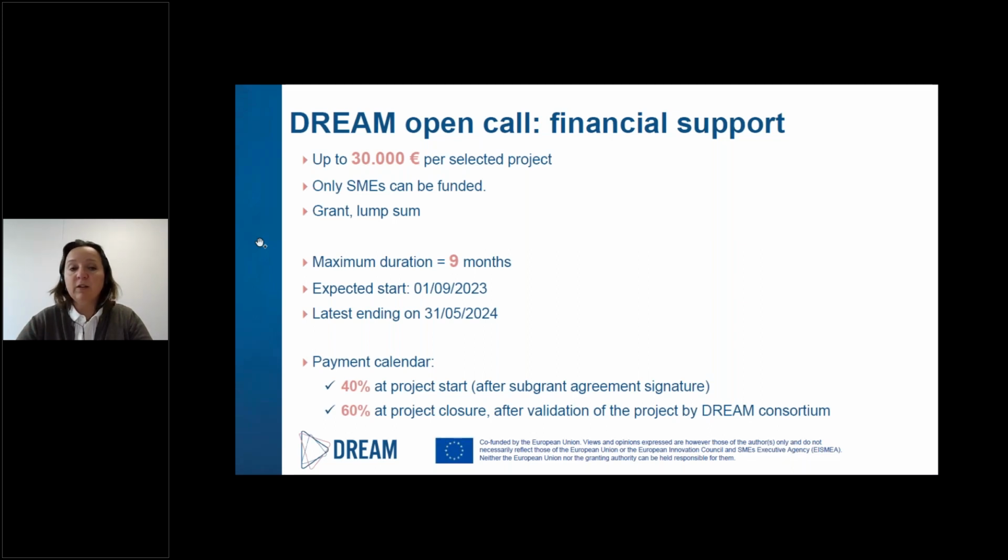So the payment calendar will have 2 steps. At the project start, 40% of the 30,000 euros will be paid, before September 1st, and 60% at the project closure, after approval of the final reporting by the DREAM consortium. We expect to have starting dates of the projects on the 1st of September, and the maximum duration of 9 months, so up to the end of May 2024.